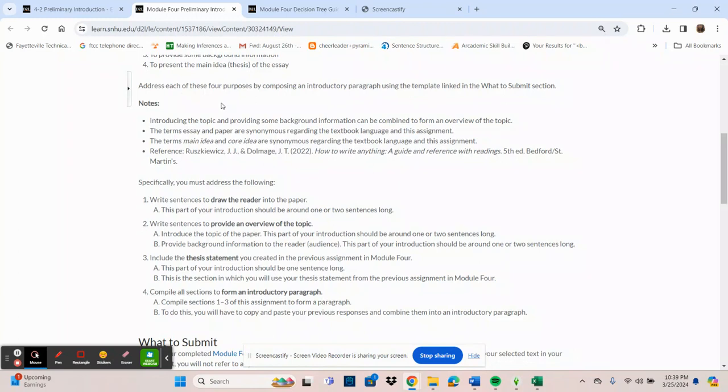Submit section. Notes. Introducing the topic and providing some background information can be combined to form an overview of the topic. The terms essay and paper are synonymous regarding the textbook language in this assignment. The terms main idea and core idea are synonymous regarding the textbook language in this assignment. That's just saying that if it refers to essay in one place and paper in the other, they're talking about the same thing. The same with main idea and core idea. We're talking about the same concept, okay? It just has a different name.